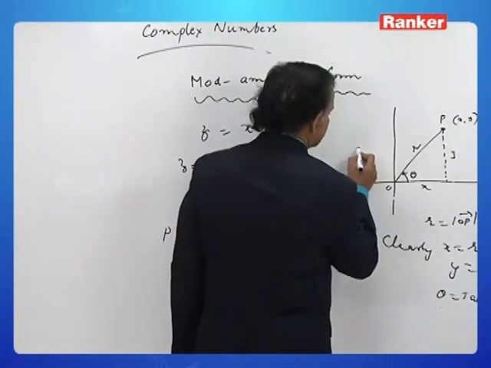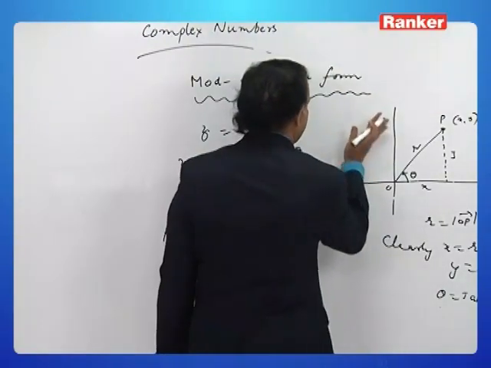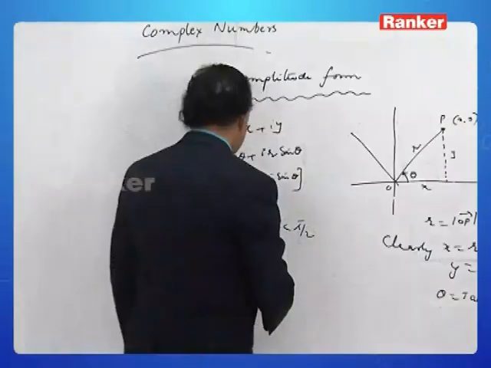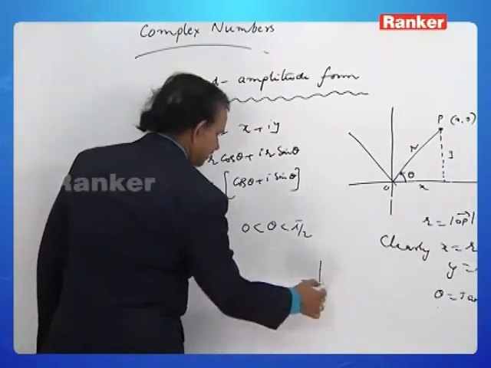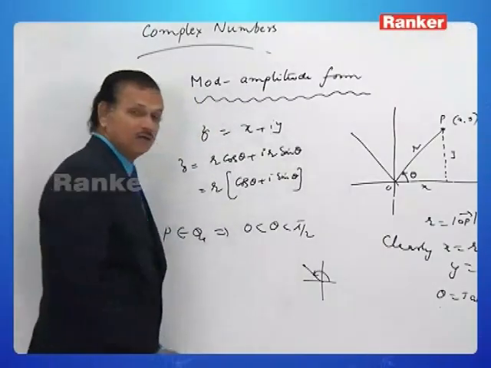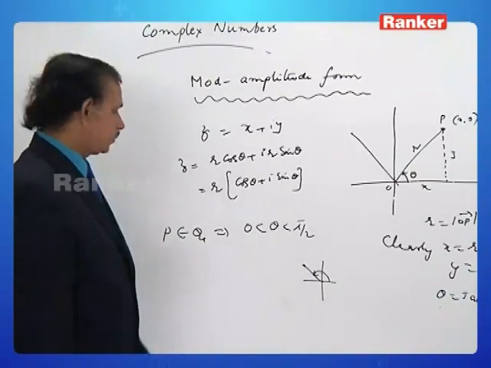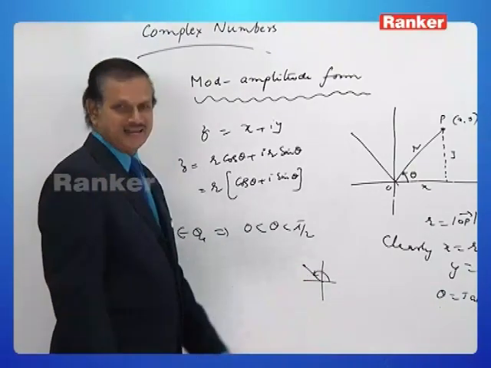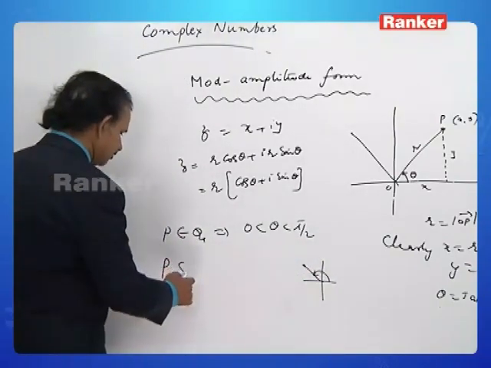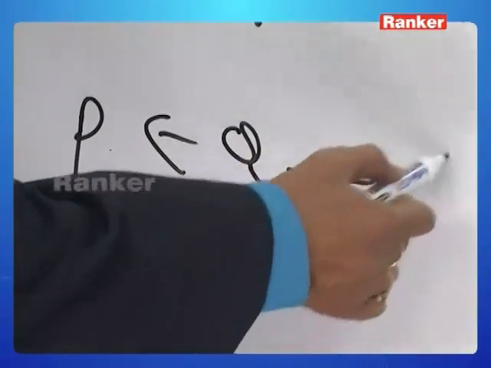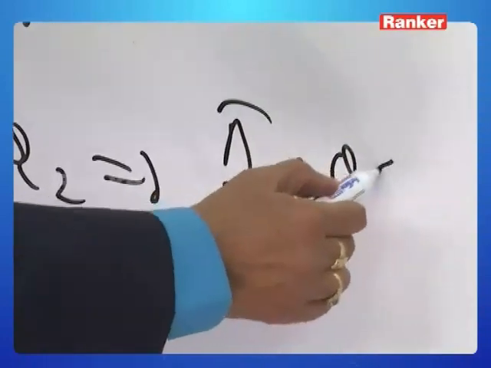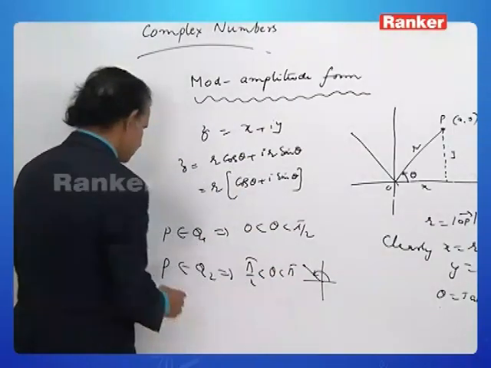Suppose P lies here, in the second quadrant. Then this becomes theta. That is, P lies in the second quadrant, say like this. This will be theta. Then what is the fate of theta? It lies between pi by 2 and 180. It is more than pi by 2 and less than 180. P belongs to the second quadrant implies pi by 2 less than theta less than 180, that is pi.